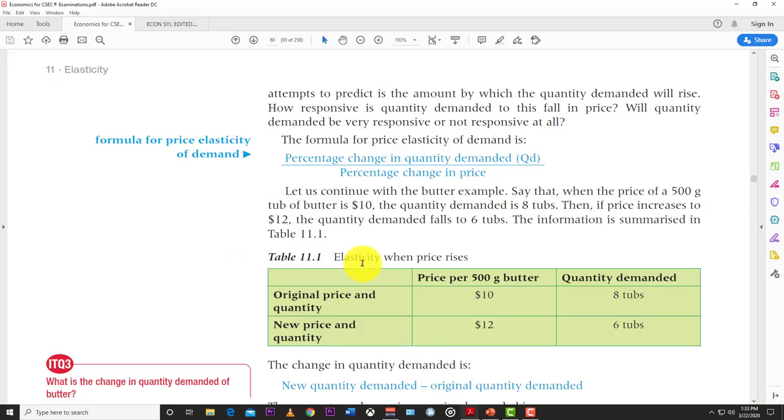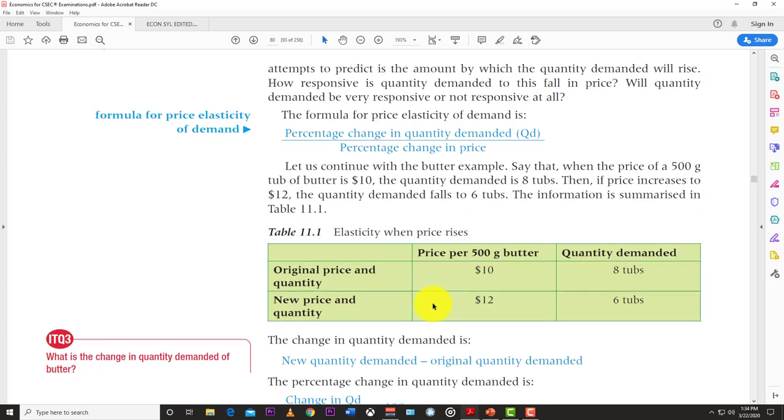So let's look at the table here. Let us continue with the example of butter. Say that when the price of a 500 grams tub of butter is $10, the quantity demanded is 8 tubs. So it's at $10, quantity demanded, 8 tubs. Then if the price increases to $12, so the price has gone up, the quantity demanded falls to 6 tubs. So that's the law of demand right there. Price went up, quantity demanded falls to 6 tubs. The information is summarized in the table below. So this is the table right here.